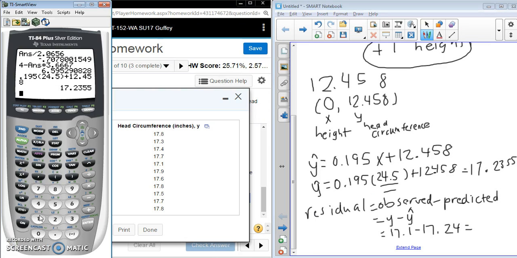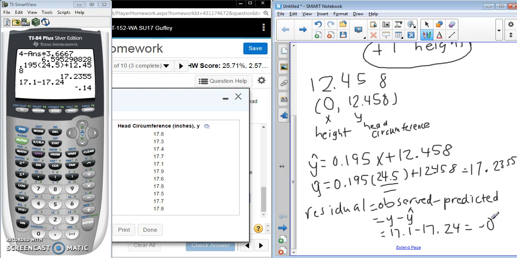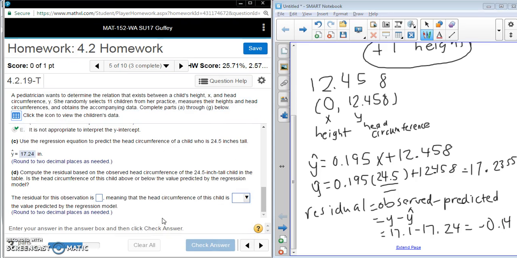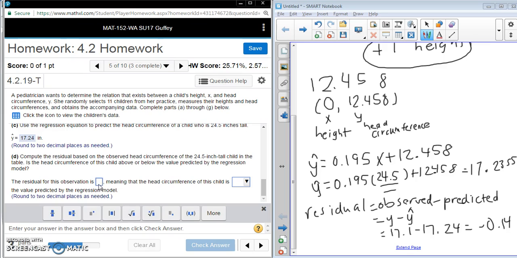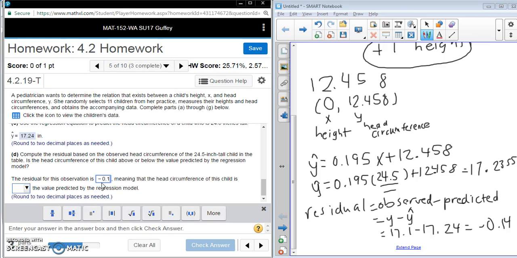Right? So we'll calculate our residual here. So 17.1 minus 17.24, and we get negative 0.14. So our residual is negative 0.14, which is negative, so it means it's below the regression line, which means it's below average, right?